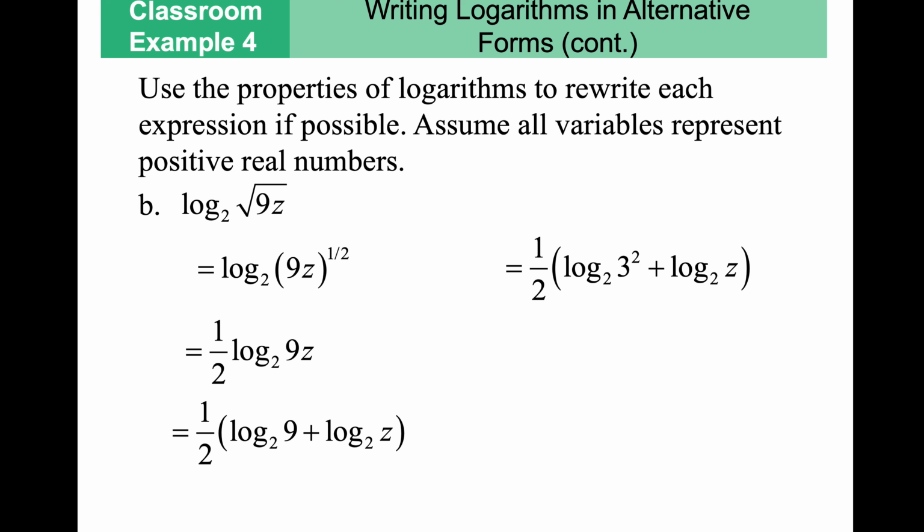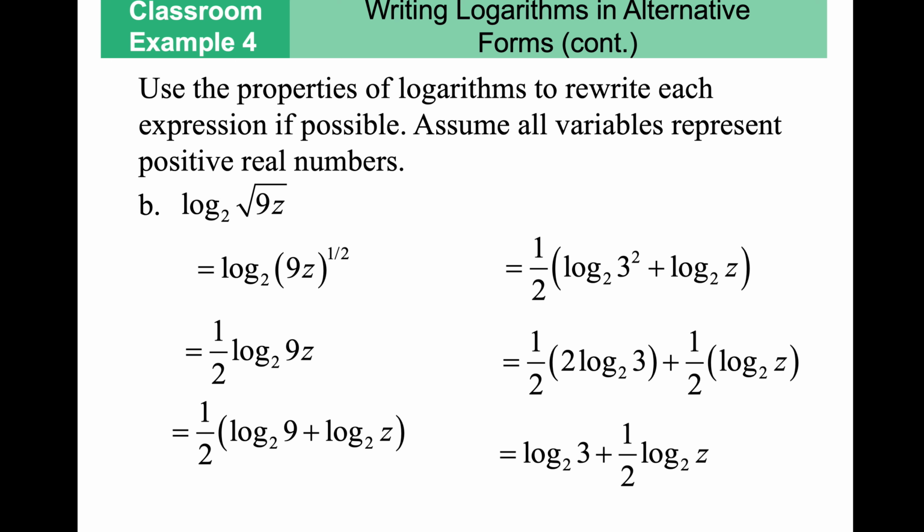I know that 9 could be written as 3 squared, but that's not really helpful to me because I can bring the 2 to the front, but I can't cancel out the log base 2 of 3 because they're unlike bases. I could then multiply 1/2 by 2, and I would get that fully simplified answer. So it's going to take some practice to get a feel for the best thing that you should do here.